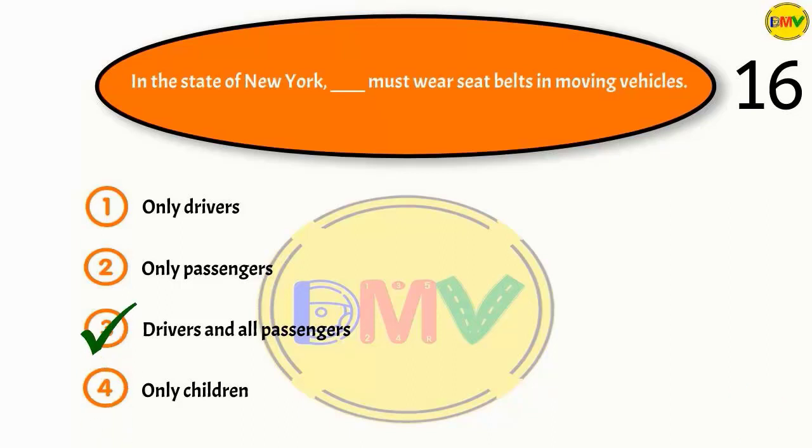The correct answer is 3. In the state of New York, all adults in moving motor vehicles are required to use seat belts. All children in moving vehicles should be properly fastened into seat belts, booster seats, or child restraint systems. Drivers or passengers may be charged fines of up to $100 for failing to properly use seat belts.